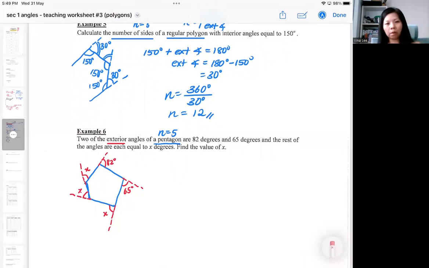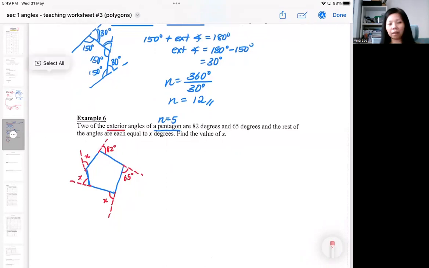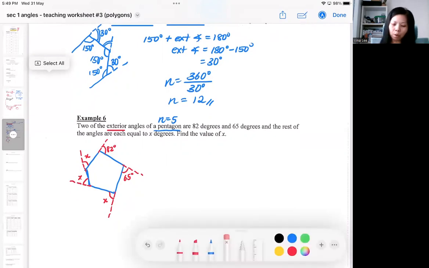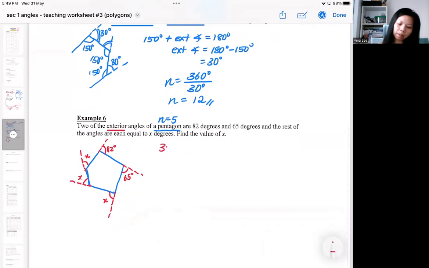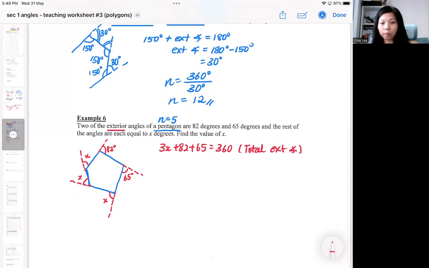So if you draw it out, you see, okay, these are the 5 exterior angles. And the 5 exterior angles are supposed to add up to 360. So that means 3x plus 82 plus 65 is equal to 360, because it's the total exterior angle. So from there, you are doing algebra.